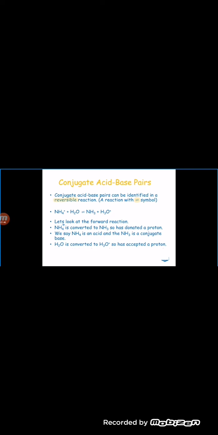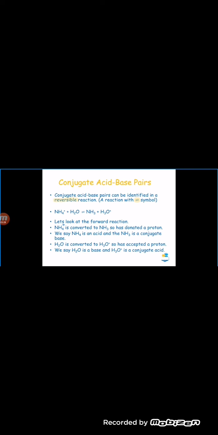If we look at the forward reaction then, we can see that our water turns into a hydronium ion, so it has accepted a proton. So in the forward reaction, water is acting as a base because it has accepted protons, going from water to the hydronium ion. So we say that water is a base, but the hydronium ion is a conjugate acid, because if we were to work backwards, the H3O plus, the hydronium ion, turns into water. So it will have lost a proton, meaning it has donated it. So it is a conjugate acid.